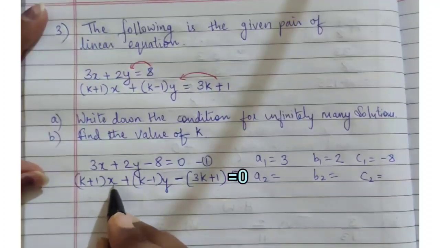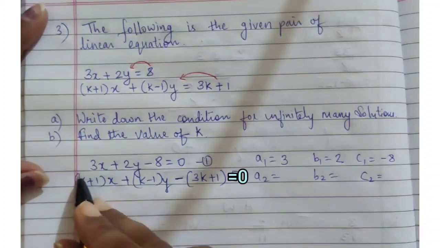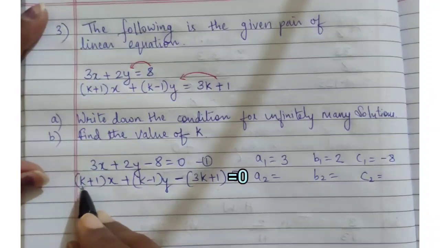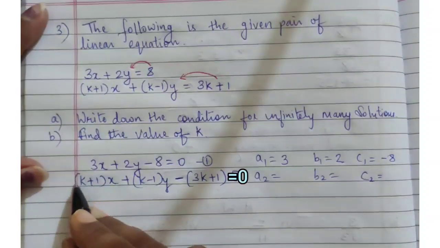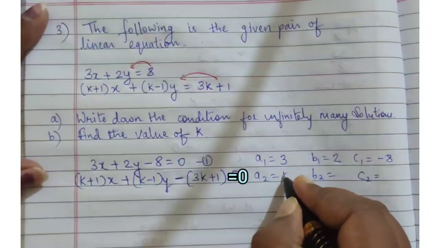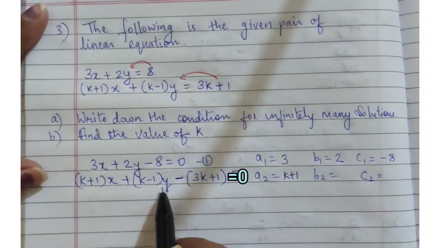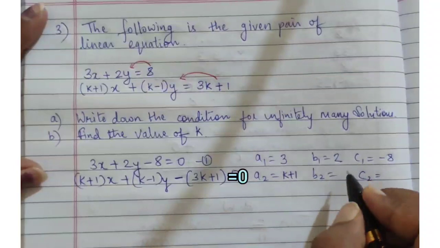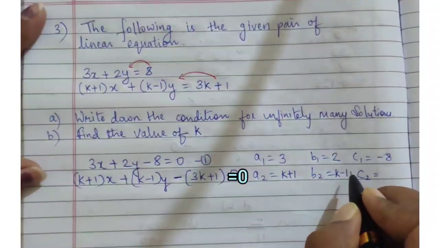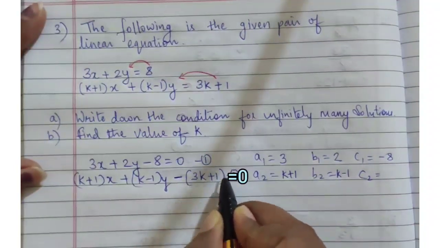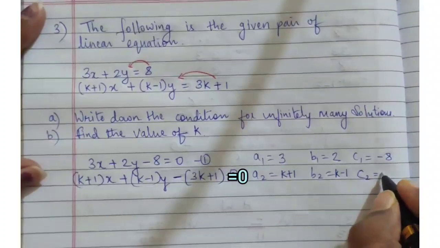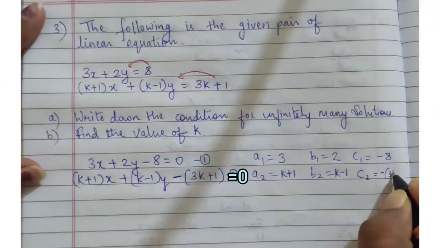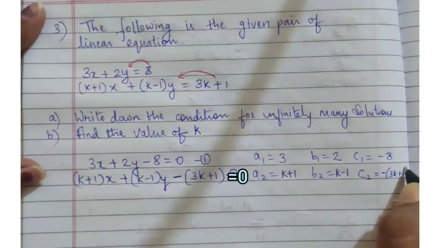Now if you see here, the coefficient of x, we have two terms that are given to us, k+1. So this becomes the coefficient of x, that is k+1. What is the coefficient of y here? k-1. And the constant term here is 3k+1, that is negative (3k+1), there is a bracket, so you put a bracket here.